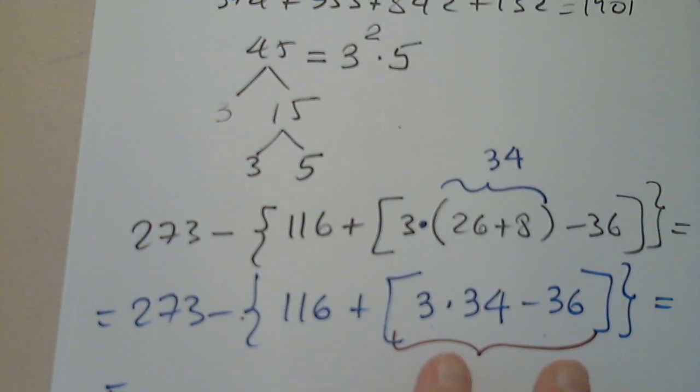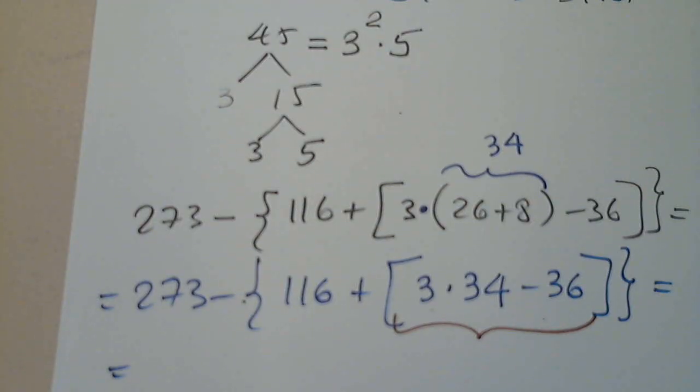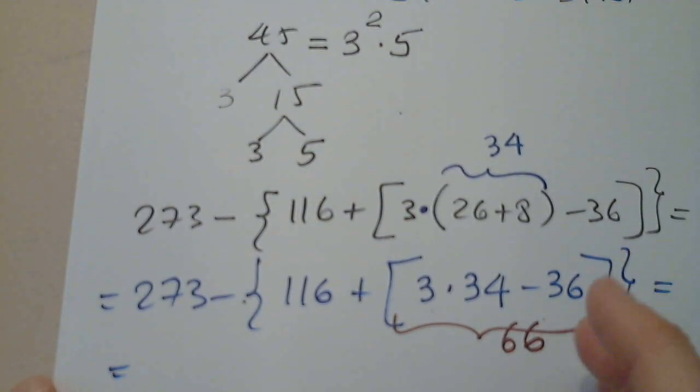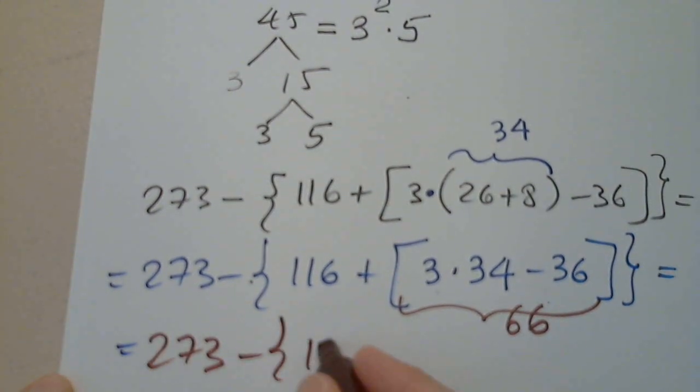And this I can address with the calculator. That's quite all right. So I will do this, and I go to 3 times 34, and then minus 36. So I have the entire quantity, which is 66, the one in brackets right here. This is 66. So I would rewrite 273 minus 116.